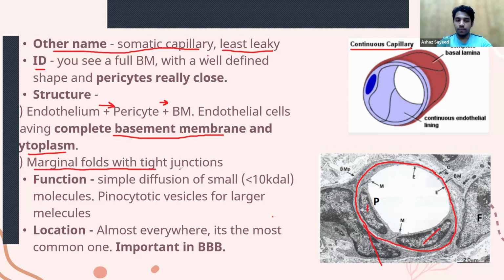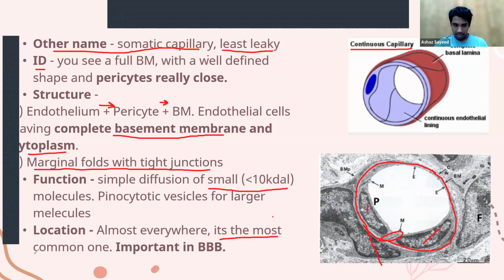Also, remember the marginal folds with tight junctions. Continuous capillaries are highly regulated and less leaky, so they have these marginal folds right here, which have tight junctions to prevent leakage of proteins and stuff. As for function, only really small molecules, less than 10 kilodaltons, can move through by simple diffusion. Slightly larger molecules have to be transferred via vesicles.